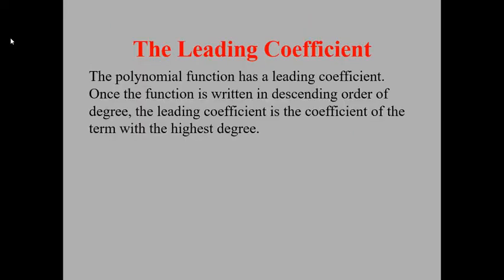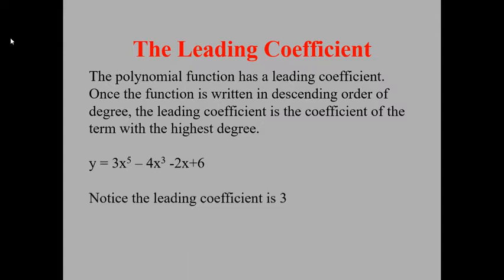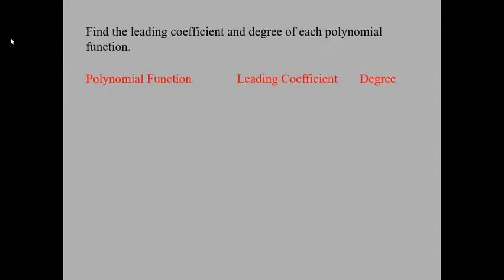The leading coefficient. A polynomial function has a leading coefficient. Once the function is written in descending order of degree, the leading coefficient is the coefficient of the term with the highest degree. So we have y equals 3x to the fifth minus 4x cubed minus 2x plus 6. What is the leading coefficient? That's right, the leading coefficient is 3.